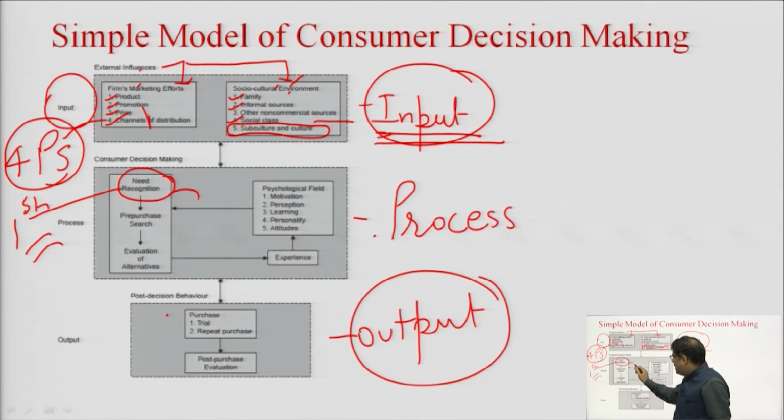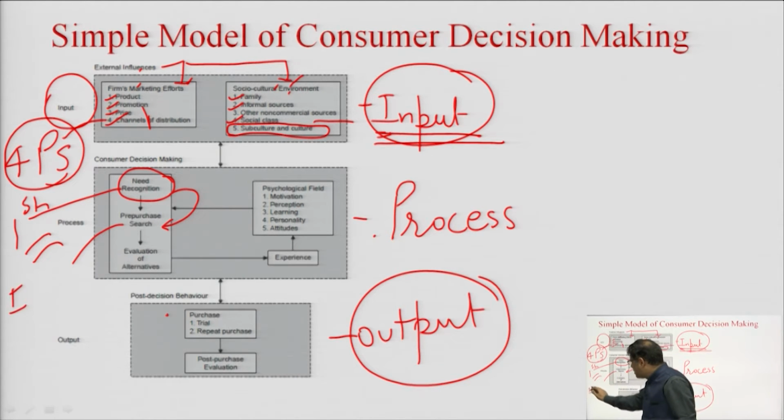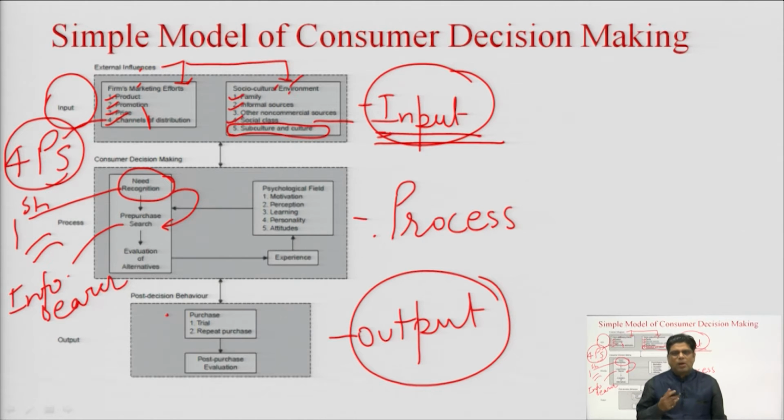Need recognition is followed by the second step, which is pre-purchase search. Pre-purchase search is also known as information search, or I am writing it as info search. Because a product is now required and the need to buy that product has been felt, now the consumer will visit various sources and try to gather knowledge and information about the product. The information will be gathered on a wider scale if the product happens to be an expensive product.